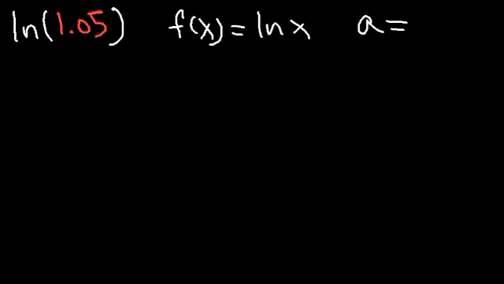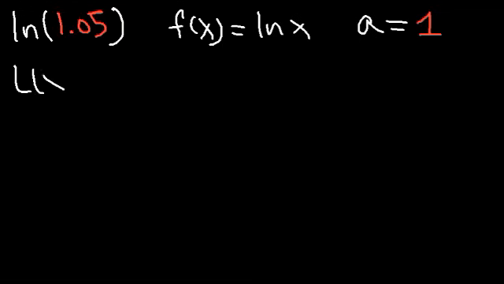Now, choose a value of a, ideally an integer, where you know the ln of that value. The best value to choose is 1. 1 is the closest integer to 1.05. And also, ln 1 is 0. So that's the best value to choose for a.